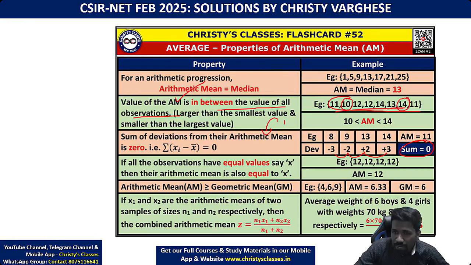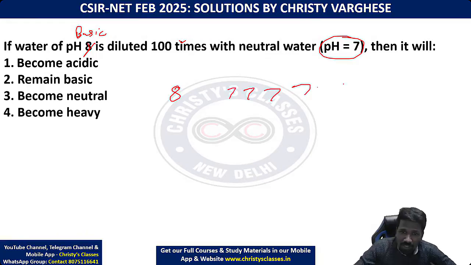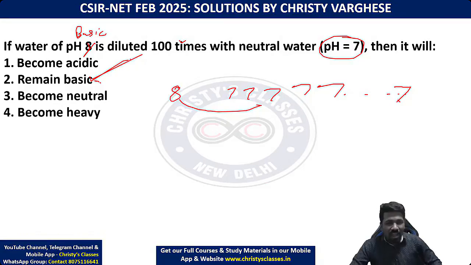You don't have to calculate it. You can smartly say it is between 10 and 14. Same way, 100 times means pH 8, pH 7, pH 7, pH 7, pH 7. If you do it 100 times also, the average value will be between 7 and 8. Between 7 and 8 means above 7. Above 7 means basic. Did you understand how you can avoid the science part, how you can use the logic part?